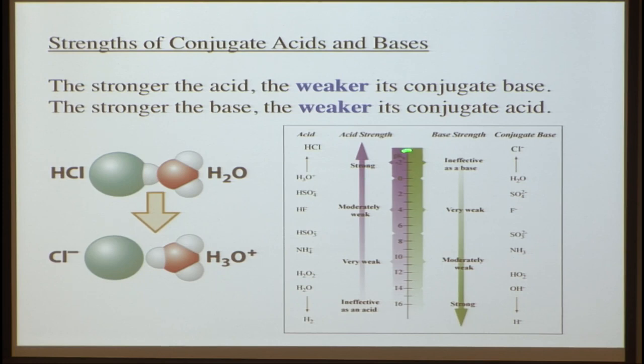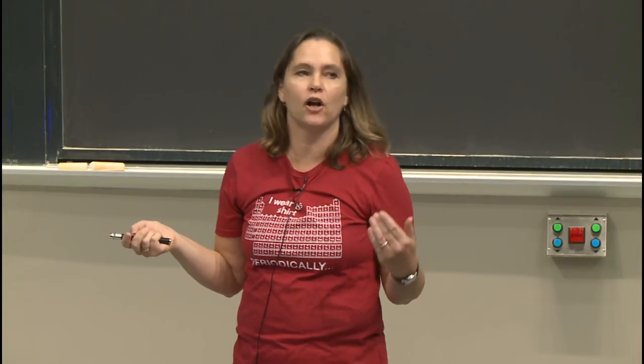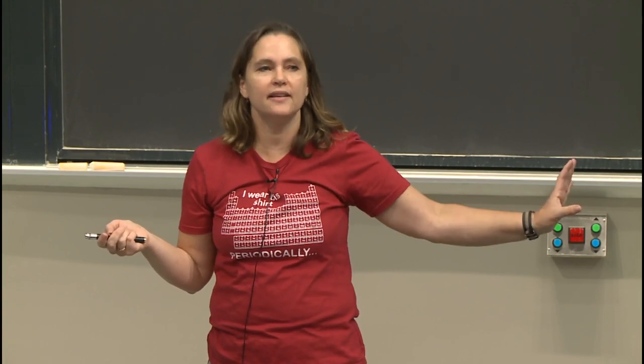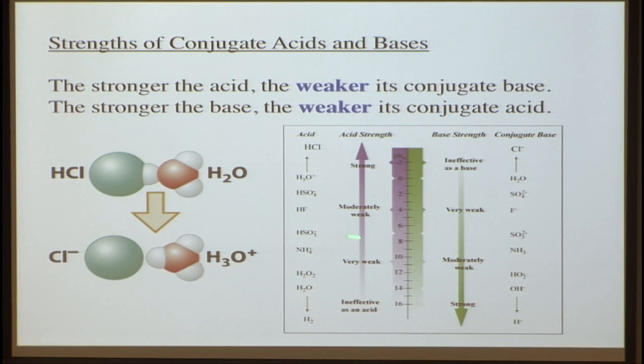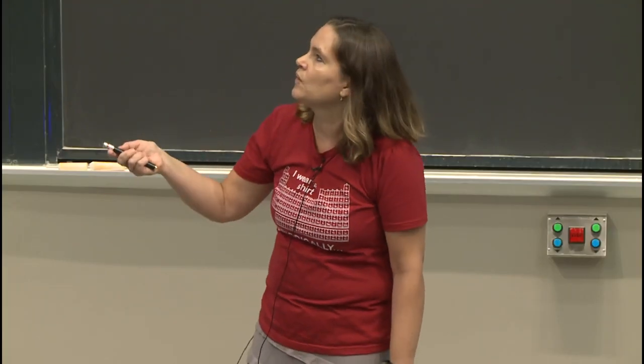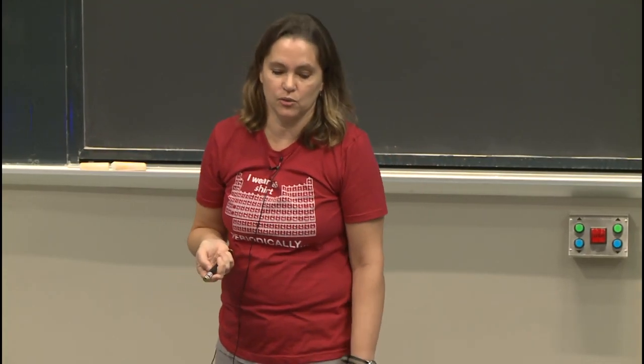So if we look at this table, when we have a strong acid, its conjugate is going to be ineffective as a base. You're basically not pushing that equilibrium back the other direction at all. It's completely ionized, and it stays that way. But if you have a moderately weak acid, you're going to have a very weak base. A very weak acid, you'll have a moderately weak conjugate base. A strong base, and you'll have something that's ineffective as an acid. So they are inversely related to each other.